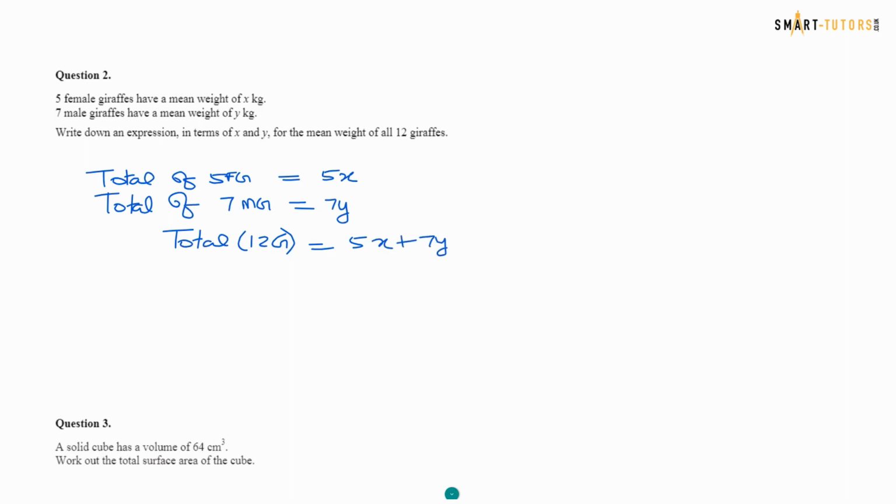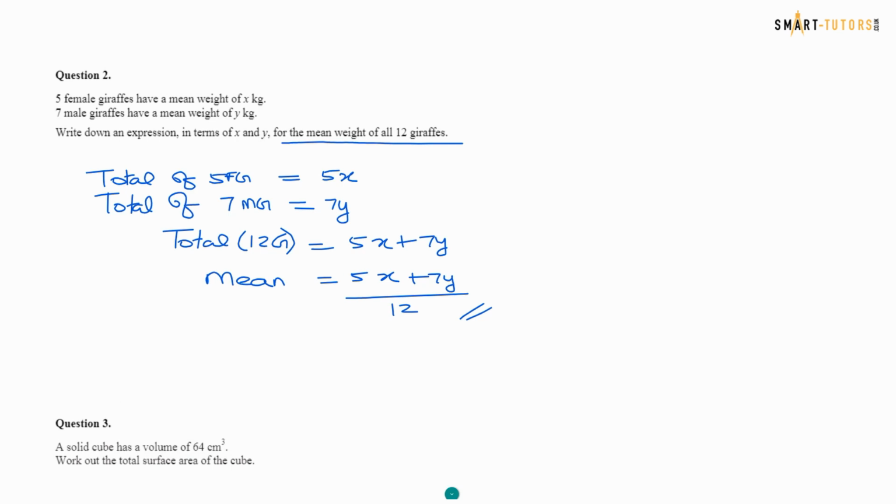They are asking to write down the expression in terms of x and y for the mean weight of the 12. So the mean of all the 12 giraffes, whatever the total 5x plus 7y in expression, needs to be divided by 12. So that is the answer for question number 2.